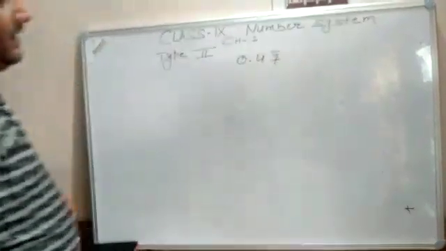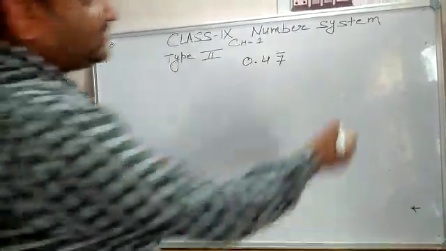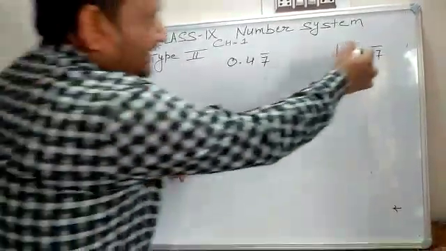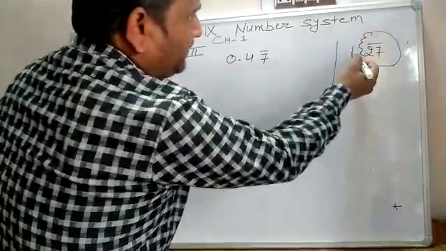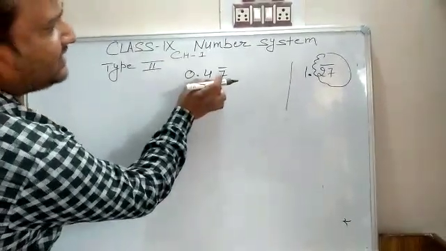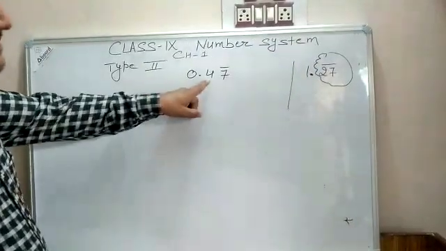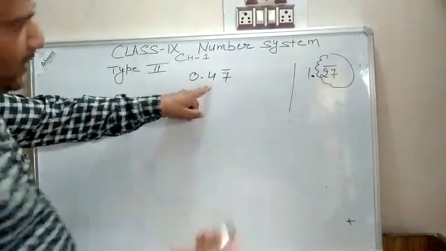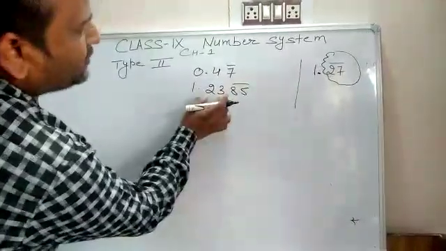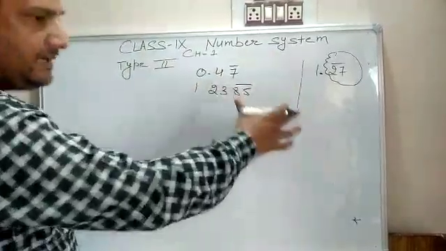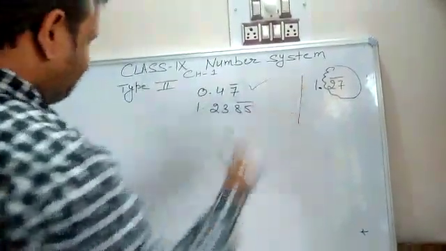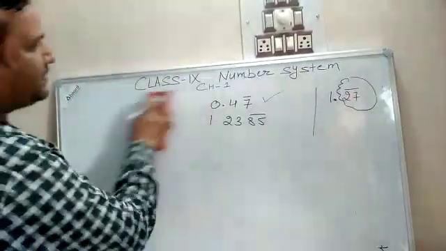0.47 bar. Here you can see in the previous question we wrote 1.27 bar. After the decimal there is directly the bar, and in this question after the decimal there is a number and then the bar. These numbers are more in number. Suppose 1.2385 bar. Here 2 numbers after the decimal and then the bar, 3 numbers after the decimal and then we have the bar. So we have to solve this question, and it comes in type 2.